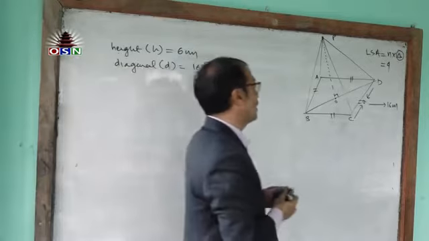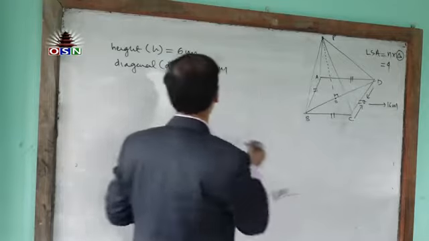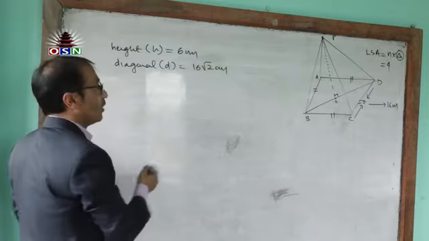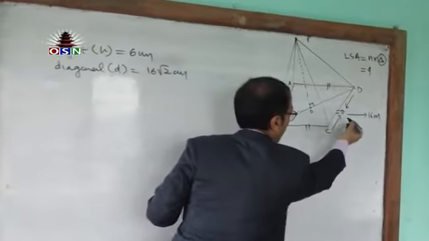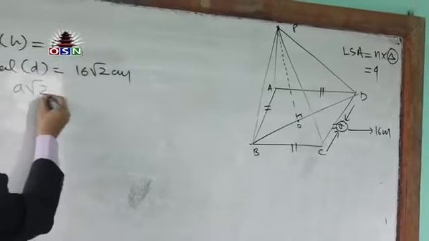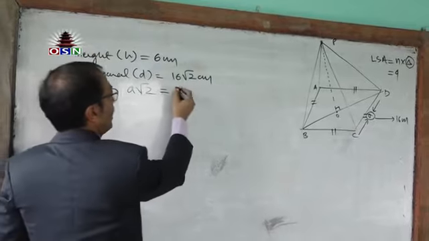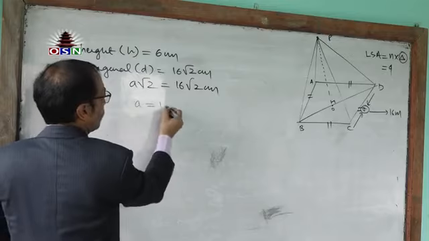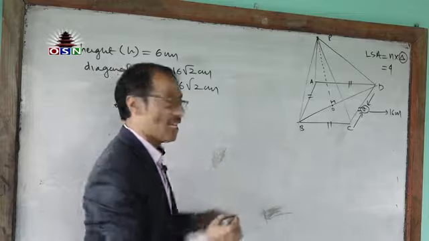First of all, you will have to find the side, and I have already taught you how to find the side, because from the same given fact, we are given the diagonal here. Now we can find A. A means the side of the base. So you will have to use its formula: diagonal equals A root under 2. Then 16 root under 2 centimeter equals A root under 2, and root 2 is common, so A equals 16 centimeter. Then we just got the side of the base.